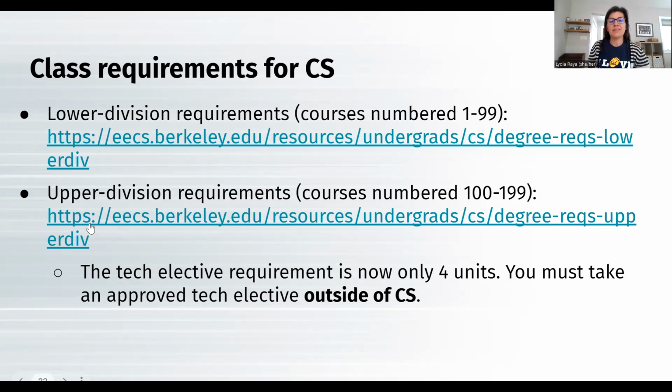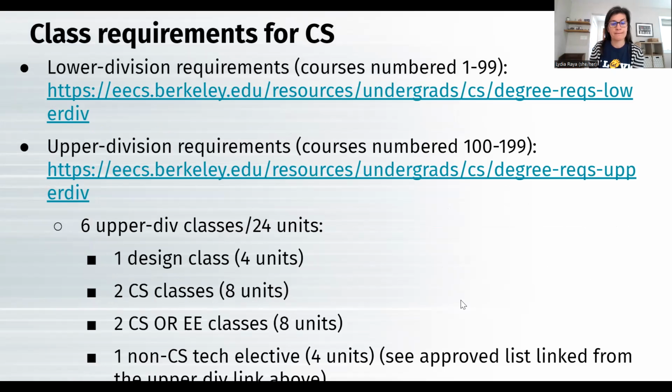And this is an update from last fall, but the tech elective requirement, which is upper division, is only 4 units. It used to be higher, so now it's just 1 class, and you can take an approved class outside of computer science. And so this is the general information about what's required for you for the CS major. And then the lower division requirements again are there.